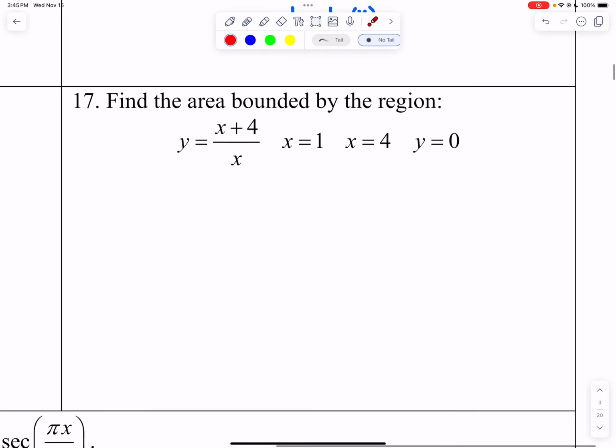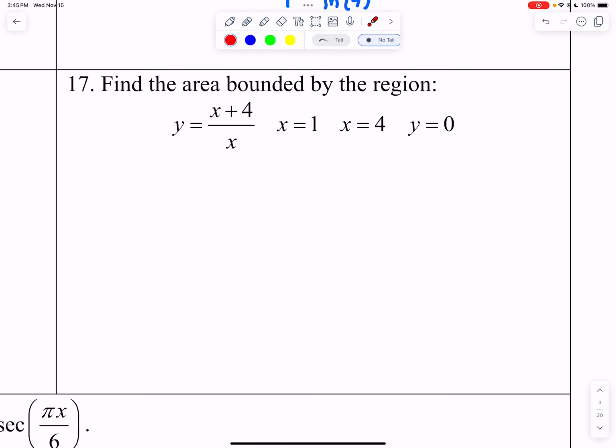Now, for number 17, we haven't really talked about area, and this we will talk about in terms of unit 6, so the next unit. But for now, this is just going to be a little introduction of what area is going to be. So here it tells us we want to find the area bounded by the region of x is equal to 1, x is equal to 4, y is equal to 0, and then y is equal to x plus 4 over x. I don't know what x plus 4 over x looks like.